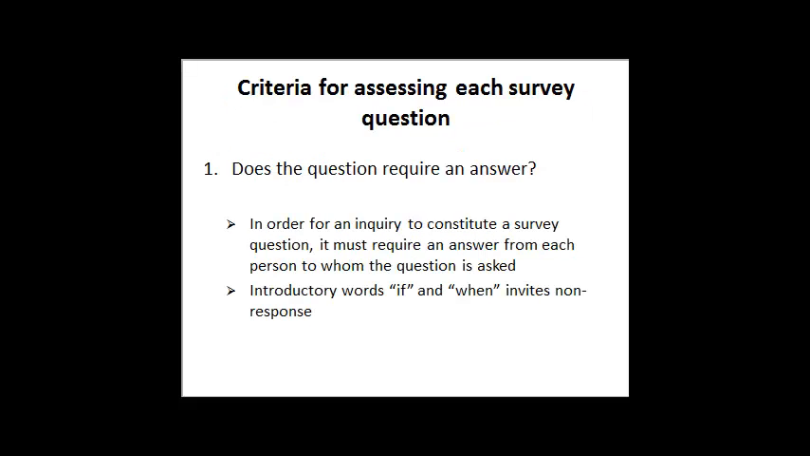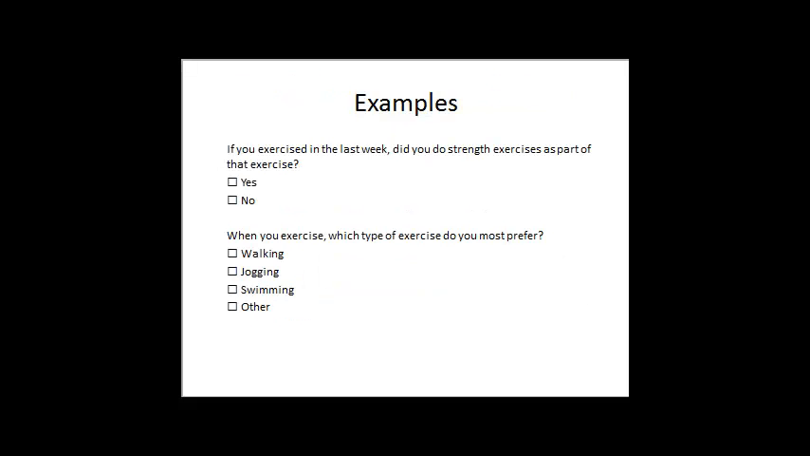Another thing to consider is whether the question actually requires an answer. In this case, you may use words such as if and when, but these might invite a non-response, or in other words, invite respondents not to even answer the question. For example, now a person who did not exercise last week could not answer the first question. And also a respondent who never exercises could not answer the second one either. So given that not all respondents are required to provide an answer to these questions, we cannot distinguish what is a non-response from those to whom the question does not apply.